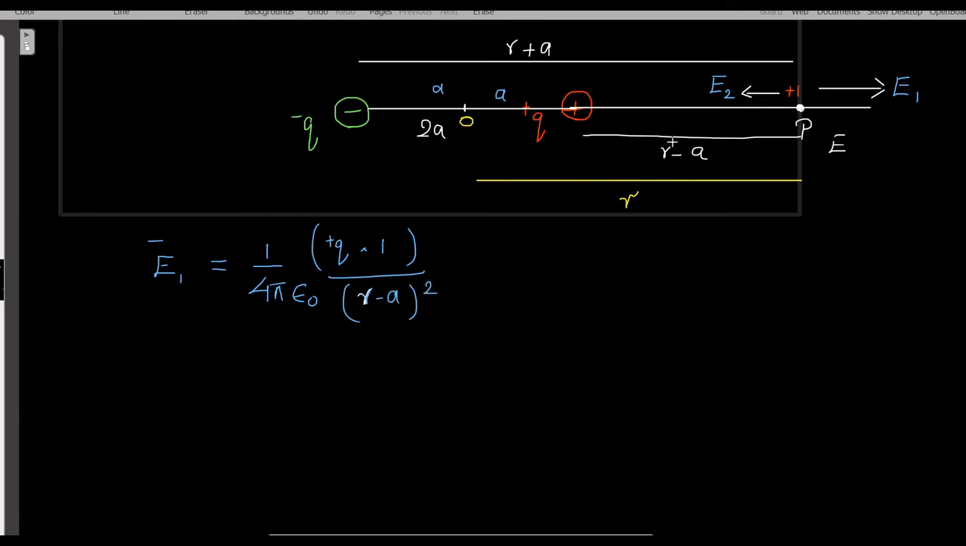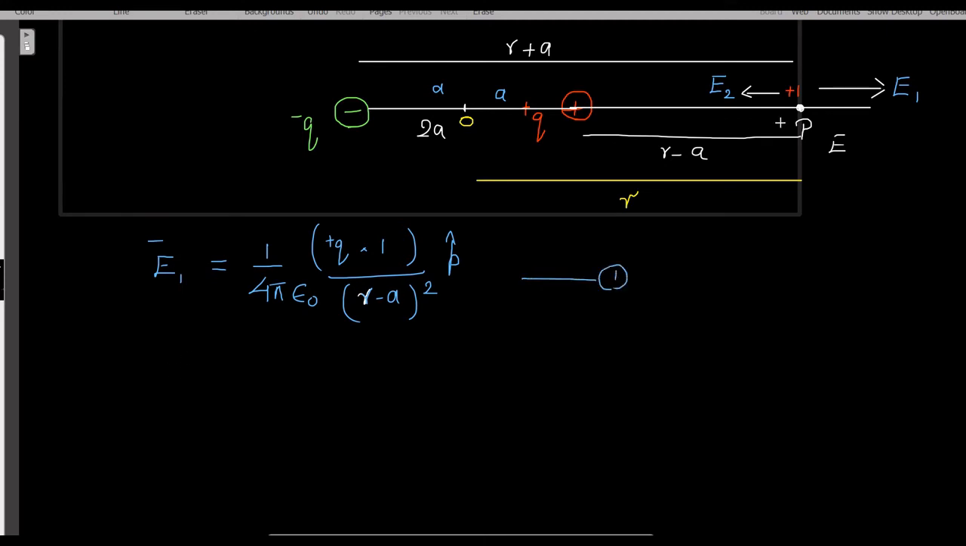Now in which direction is the field applied? The field is along E1. So the direction of E1 is from negative to positive, that is the direction in which the dipole moment acts. So I represent that direction as unit vector P. Let us call this equation number 1.